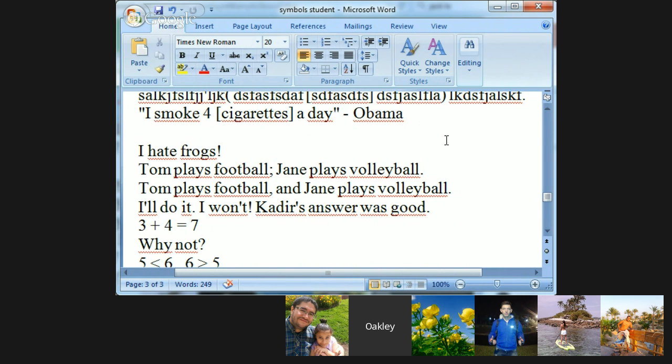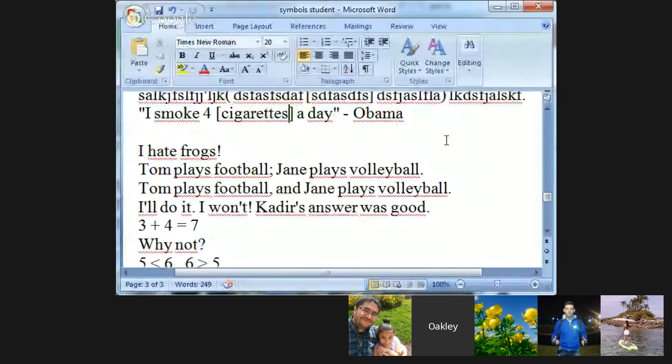Often when we use quote, when we're speaking, Obama said, quote, I smoke 4 a day, end quote. So when we're speaking, to indicate this is really exactly what he said, we will actually say the word quote and end quote to indicate that idea.